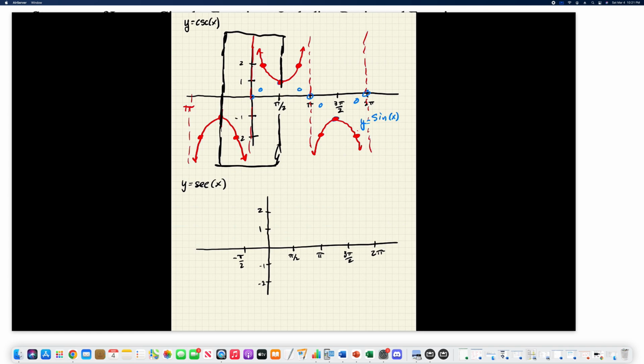So now for cosecant, our domain restriction is negative pi over 2, comma, we have a vertical asymptote at 0, to positive pi over 2.